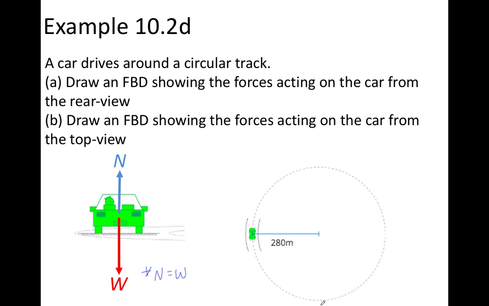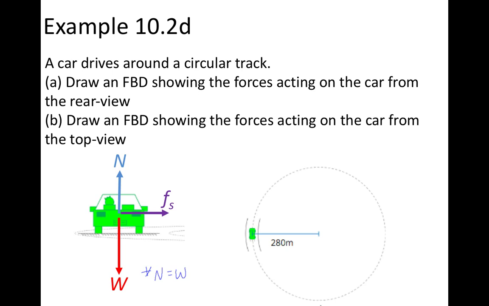And from the rear view, we have here the center of the circle is to the right, so there has to be some force acting to the right, and in this case, it's going to be the friction from the road. Assuming that the car's tires are not slipping on the road, that's going to be a static friction force. And we're going to spend some time in the next section talking about how we can calculate that static friction force and what maximum speed the car might be able to go around this turn.